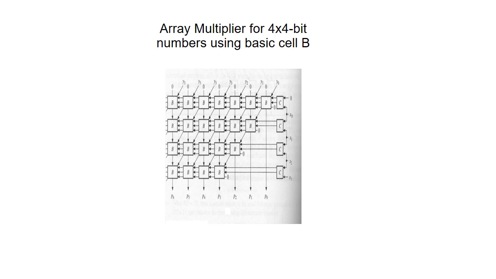Array multiplier for 4 cross 4 bit numbers using the basic cell B. So here we have used the 0 value. So that is 0, y3, y3, y3, y3, y2, 1, y1, y0. So next is x0. When we are passing the x0, the basic cell is added. Next x1 is added to the basic cell, x2 is added to the basic cell, and x3 is added to the basic cell. All these values together form the p0, p1, p2, p3, p4, p5 and p6 values. So these are the array multipliers of 4 cross 4 bit numbers using the basic cells.